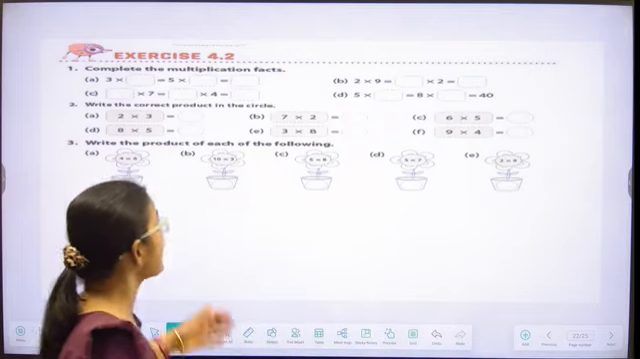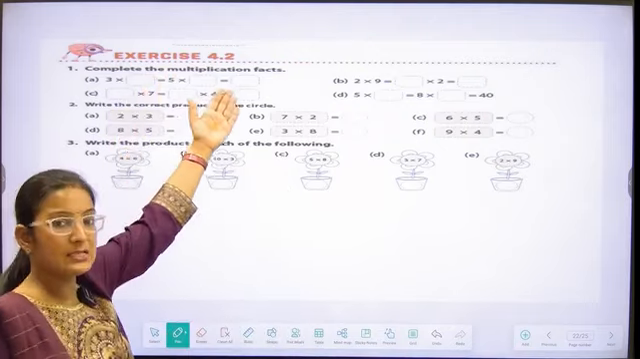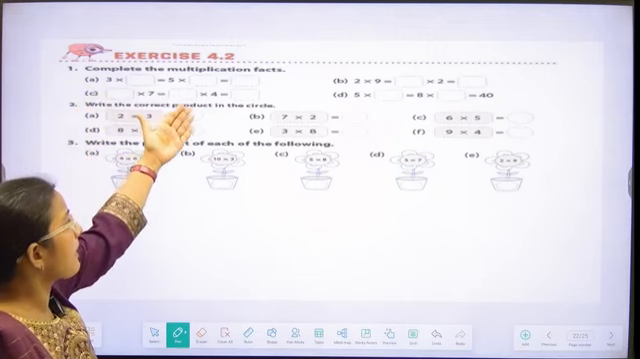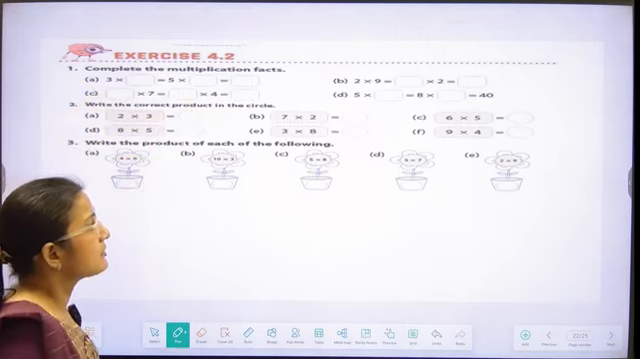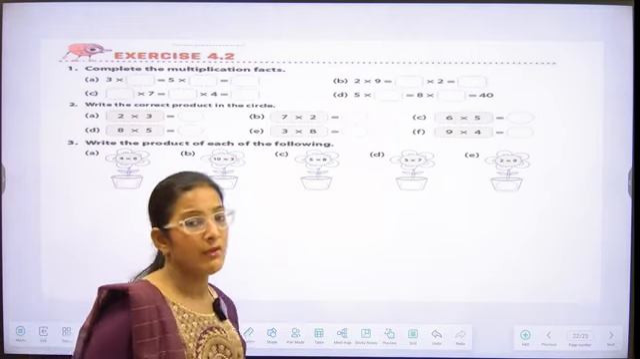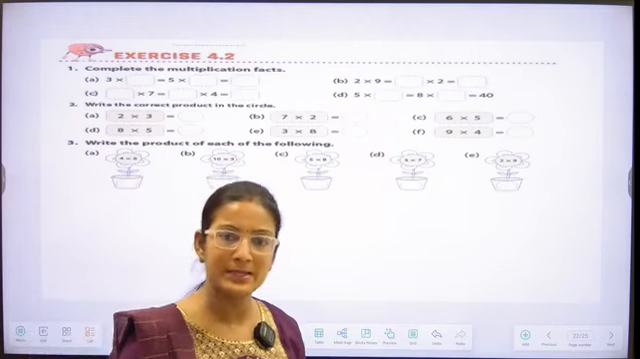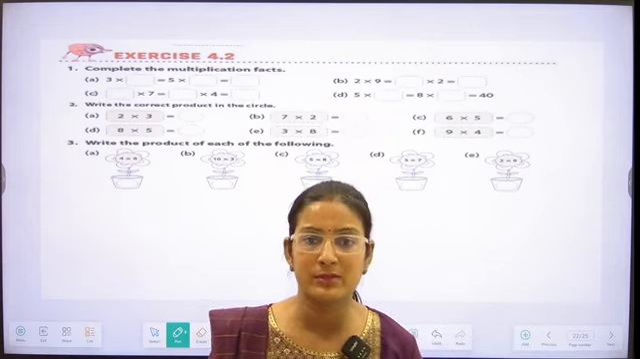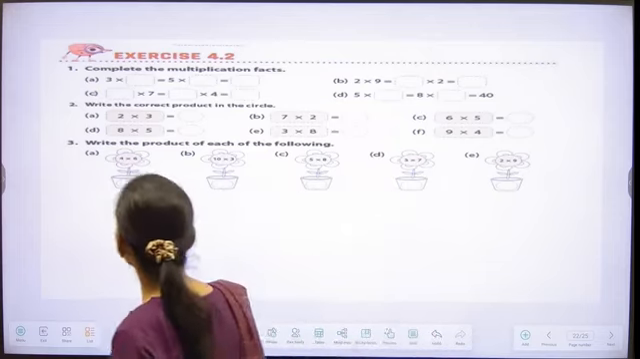Now moving to the next exercise, exercise 4.2. In this exercise, we have to complete the multiplication facts. So students, what we have to do? We have to use the properties of multiplication and fill the blank boxes. Let's do the first one with me.